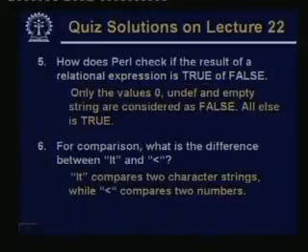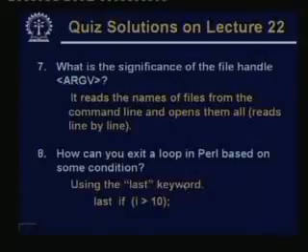How does Perl check if the result of a relational expression is true or false? Well, only the values 0, undef and the empty string are considered false. Everything else is true. For comparison, what is the difference between LT and the less than symbol? LT we use to compare strings, less than we use to compare numbers.